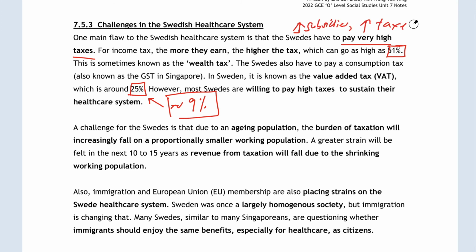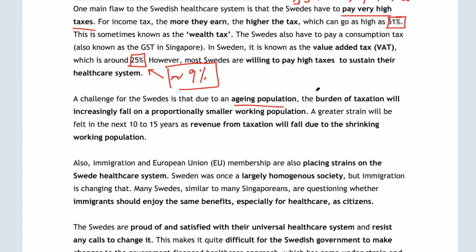Similarly to Singapore, Sweden is also facing an aging population problem. So the burden of taxation will fall on a proportionally smaller working population. As people get older and older, the people in the workforce decrease, because of course the elderly retire, they don't work anymore.